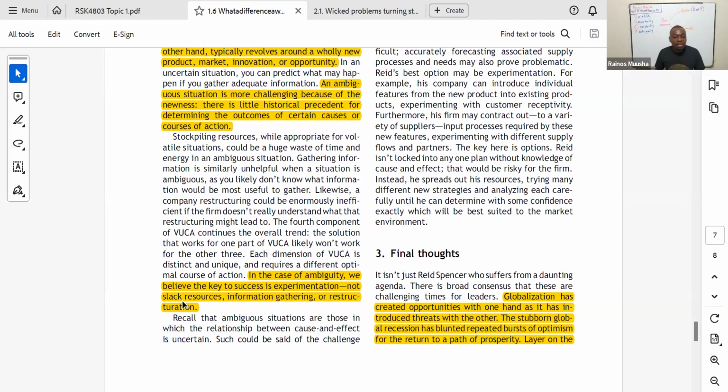The best way that you can deal with a situation of ambiguity is to experiment, because the more you experiment, the more you understand the cause and effect, and the more you understand the cause and effect, the more confident you are that you're going to be able to achieve success. Are we on the same page?